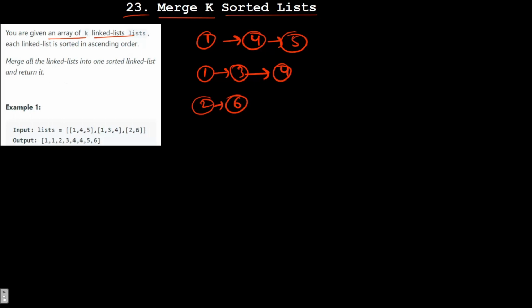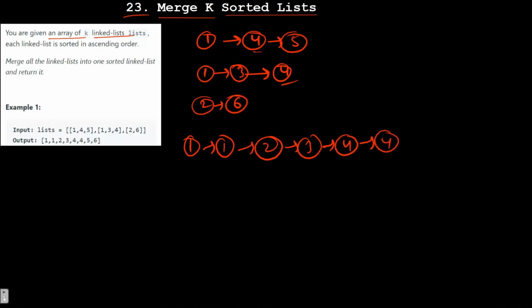You can see that we have drawn these three linked lists. The first one is 1 4 5, the second is 1 3 4, and the third is 2 6. You can see that all three are sorted. If you are making a linked list out of this, then there will be one at the first place, one at the second place, and two at the third place, and then three, four, five. Four will appear two times, this four and this, and then five and six. So this is going to be our merged linked list.